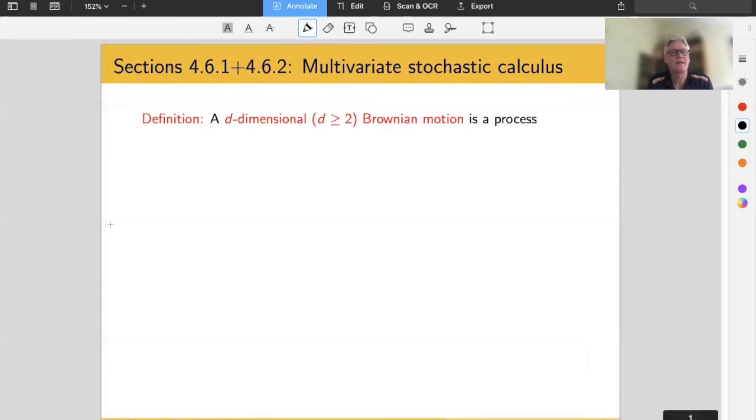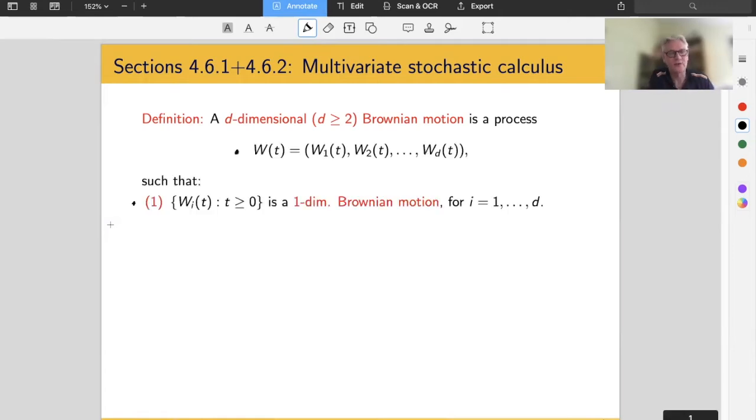The setting. We start with the definition of a d-dimensional Brownian motion, where d is larger or equal to 2: two-dimensional Brownian motion, three-dimensional, up to multiple dimensions. That is a process that we write as W(t), a vector-valued function consisting of W1(t), W2(t), up to Wd(t). And it has the following properties.